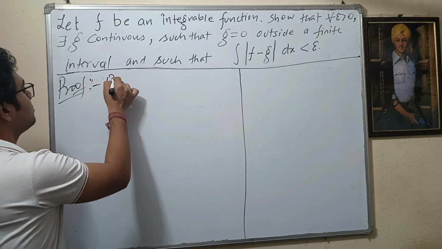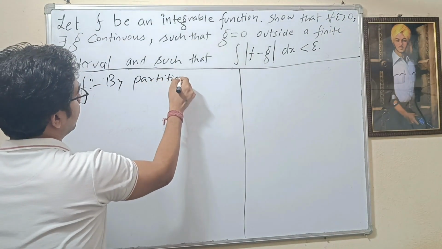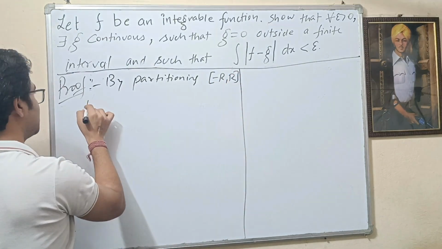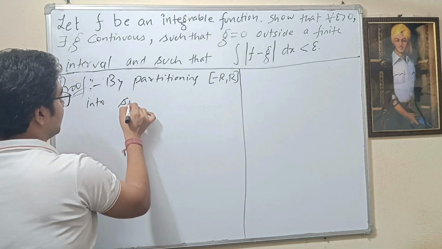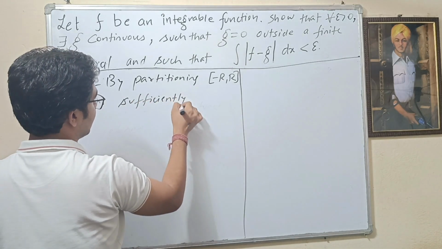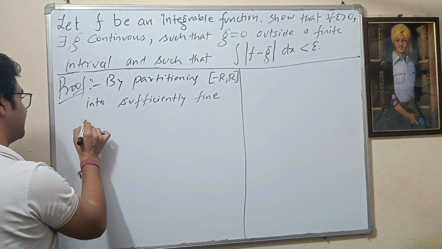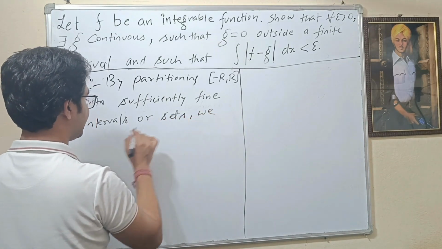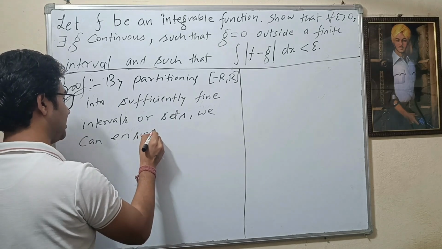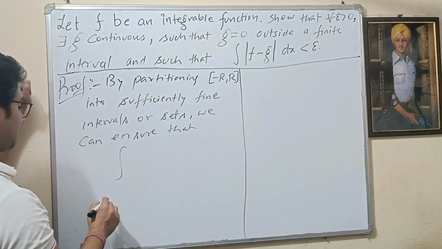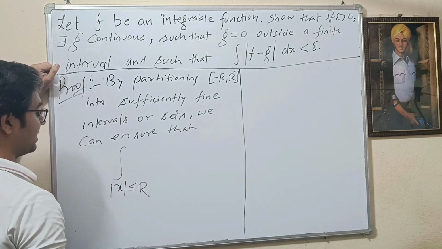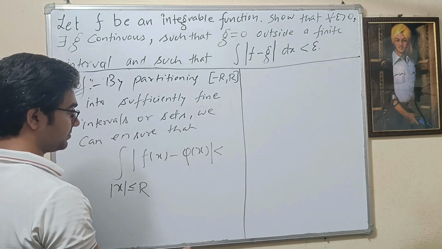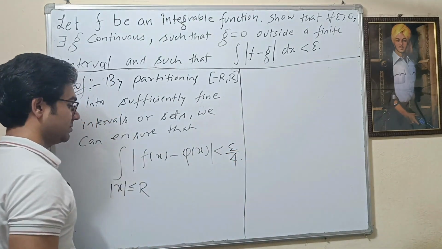Now, by partitioning minus R to R into sufficiently fine intervals or sets, we can ensure that in the region minus R to R, the integral of mod of f(x) minus phi(x) dx is less than epsilon by 4. Clear?